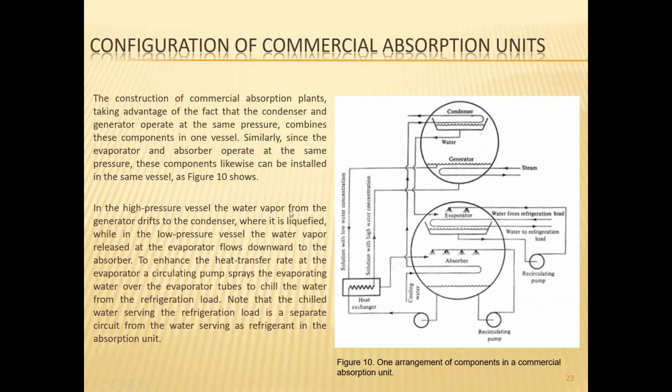Similarly, since the evaporator and absorber operate at the same pressure, these components likewise can be installed in the same vessel. So, in the high-pressure vessel, the water vapor from the generator drips to the condenser, where it is liquefied, while in the low-pressure vessel, the water vapor released at the evaporator flows downward to the absorber. To enhance the transfer rate at the evaporator, a circulating pump sprays the evaporating water over the evaporator tubes to chill the water from the refrigeration load.